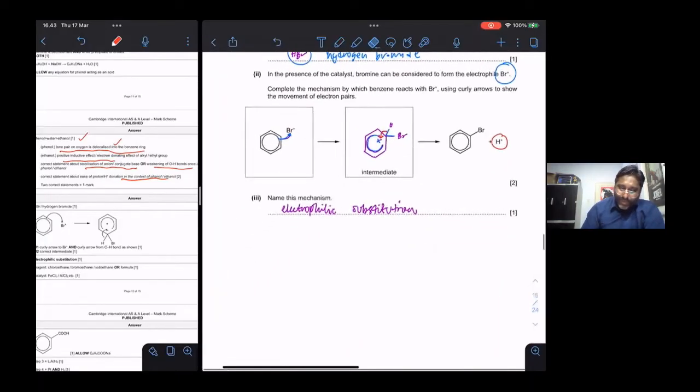Now, name this mechanism, quite simple. This is electrophile, this is substitution. All benzene reactions are going to be electrophilic substitution reactions. We do have some other reactions, hydrogenation and oxidation and so on, but whenever we are dealing with substitution into the ring, like for example bromination, nitration, Friedel-Crafts alkylation, acylation, all these are going to be electrophilic substitution.